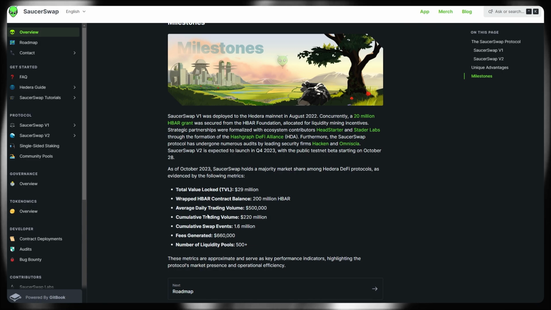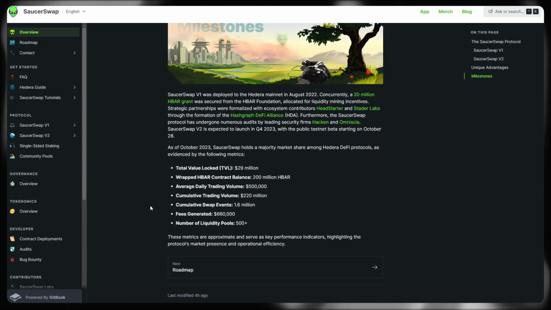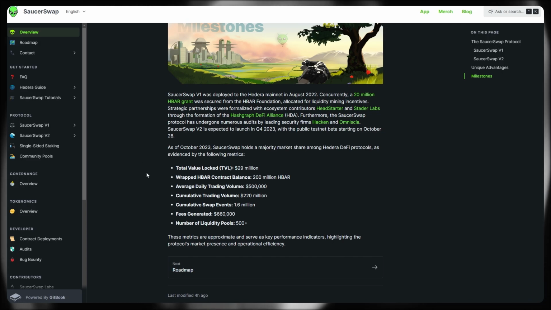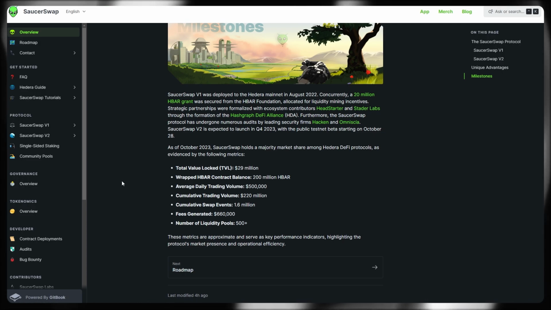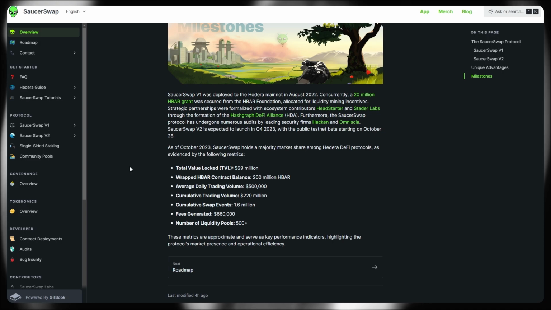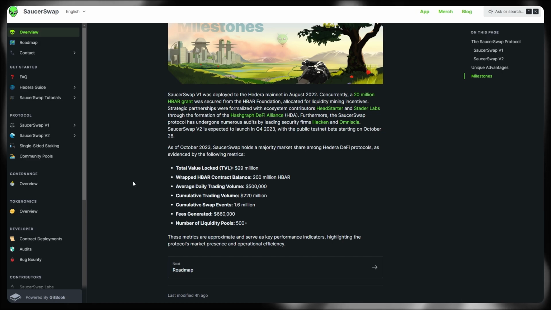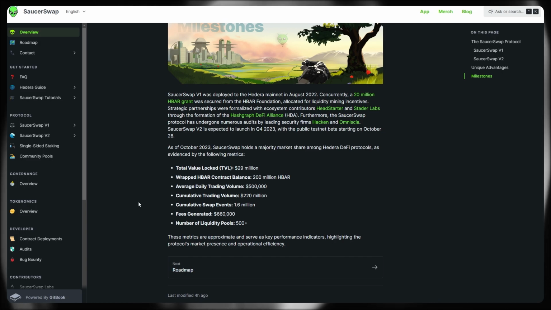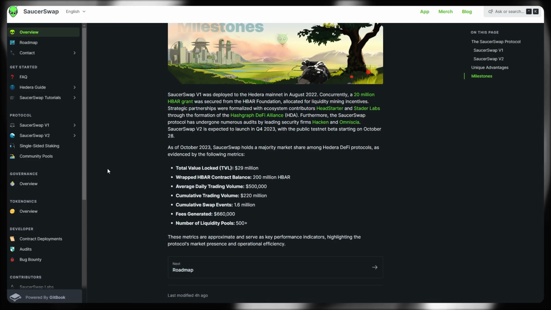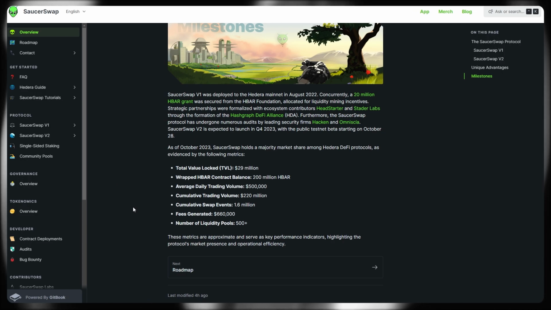Some key stats though, as of October 2023, SaucerSwap holds a majority market share among the Hedera DeFi protocols, $29 million of TVL, $200 million HBAR, being the wrapped HBAR contract balances, around $500,000 in average daily trading volume. We've got a cumulative trading volume or total effectively of $220 million that have gone through SaucerSwap's platform, cumulative swap events at 1.6 million, and over $660,000 of fees being generated. Of course, they're approximate measures, but they do serve as key performance indicators, highlighting the protocol's market presence.